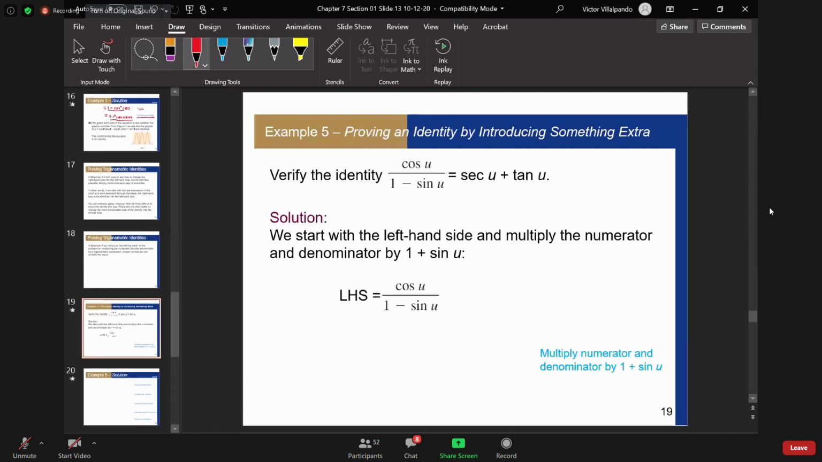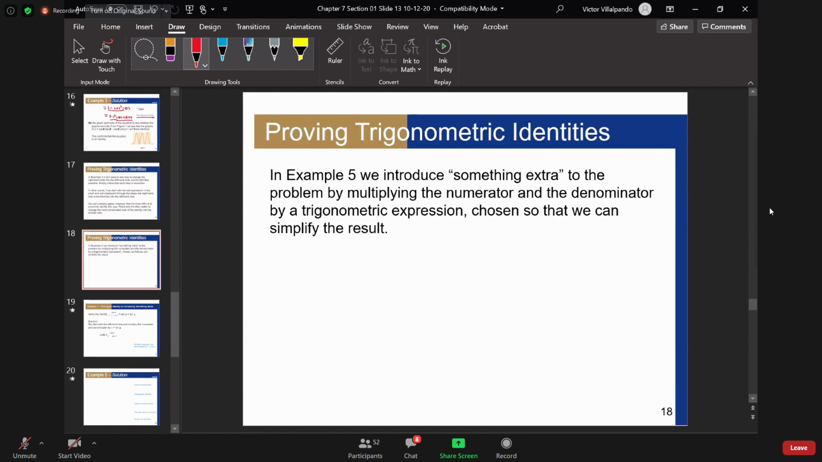All right, the following example coming up. It says we introduce something extra to the problem by multiplying the numerator and the denominator by a trigonometric expression, chosen so that we can simplify the results. So let's go ahead and do this.